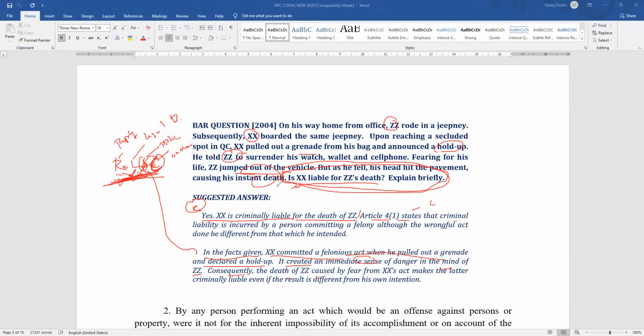Like, is X criminally liable for CC's death? Yes, XX is criminally liable because Article 4.1 states that blah, blah, blah. So you can already put these two into one sentence. Legal basis, application, yan. Sakto lang dapat yan. Conclusion is just a reiteration of your reply, couched in different terms. Hindi naman copy-paste. So, yes, XX is criminally liable for death of CC. Okay.